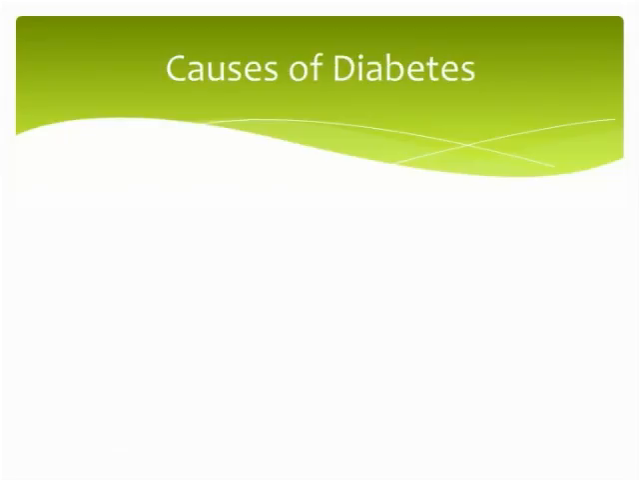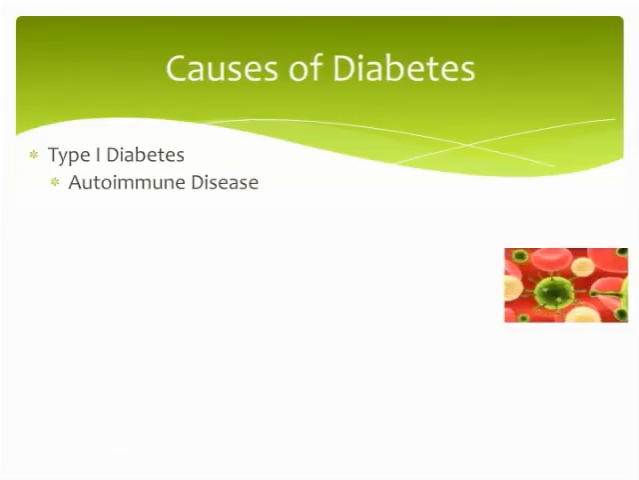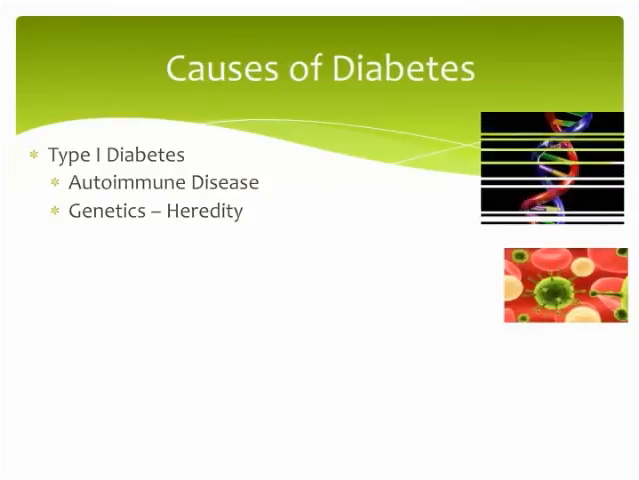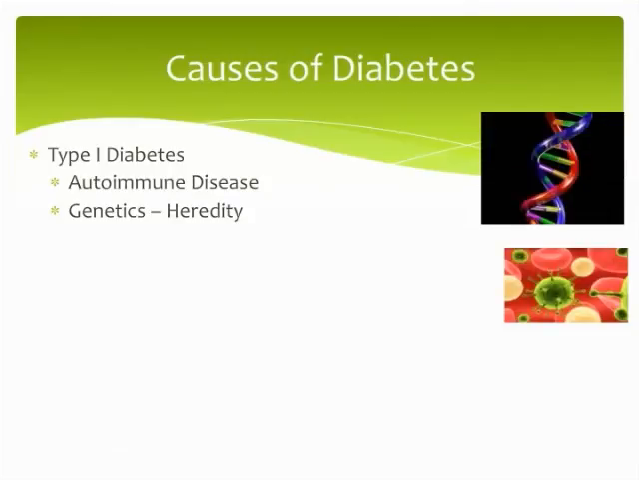Diabetes has many possible causes. Type 1 diabetes is an autoimmune disease where the body's immune system attacks insulin-producing cells, or beta cells, in the pancreas. In essence, the pancreas no longer has any cells left to produce insulin. Genetic factors, or hereditary inheritance, have also been identified as a factor in type 1 diabetes. If a family member has type 1 diabetes, there is a good chance that the person's child or grandchild will also develop type 1 diabetes.